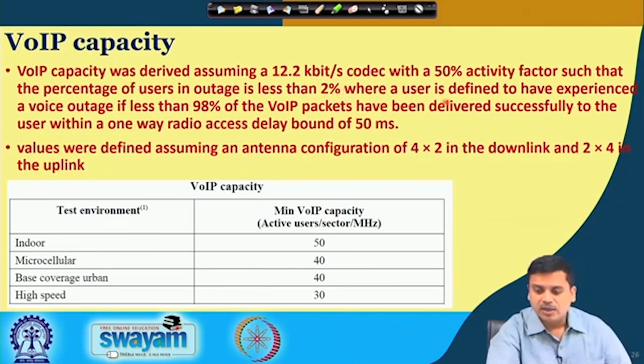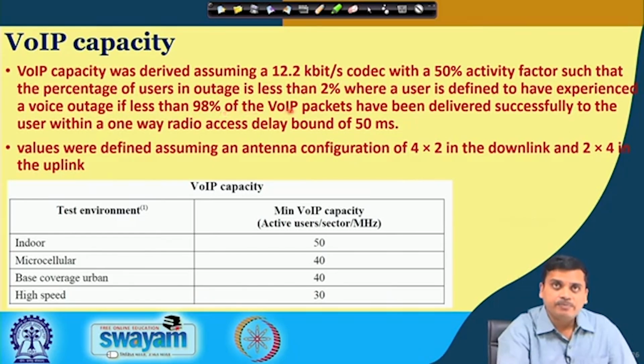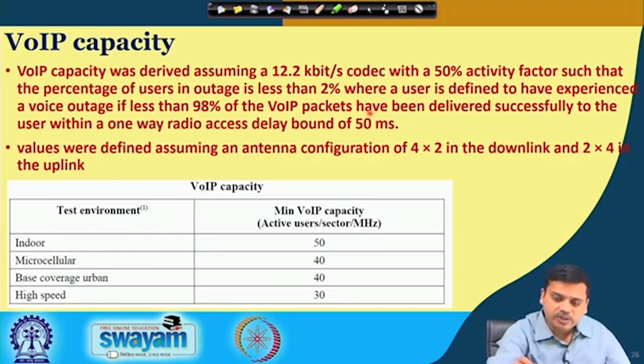A user is defined to have experienced a voice outage if less than 98% of the VoIP packets have been delivered successfully. In other words, if 98% of the packets are delivered successfully, then you would say that the user is satisfied, and that too within a delay bound of 50 milliseconds. These are again defined for a certain set of antenna configurations.